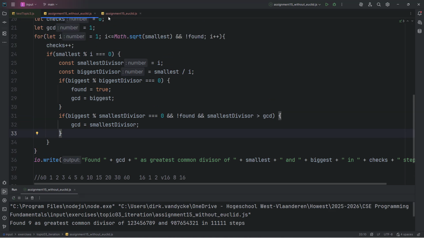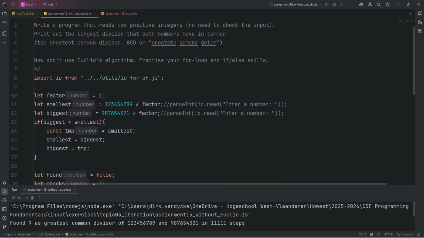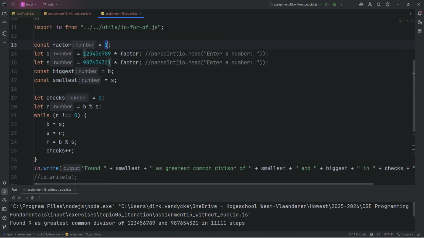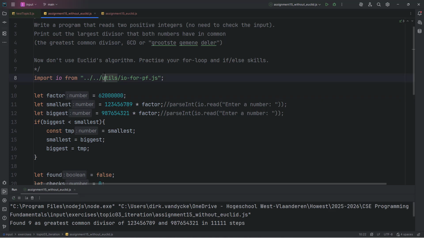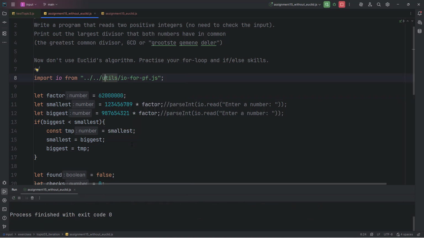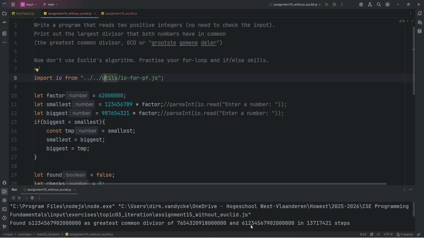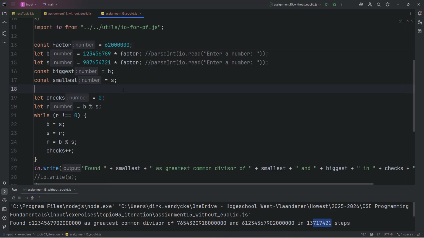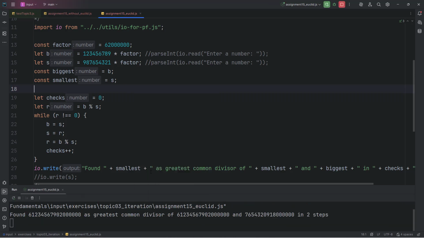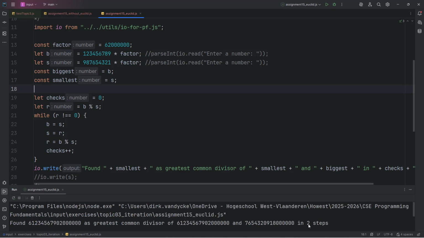Okay, what if we take the big number? So let's do 62 million. I have to do it here as well. 62 million. We will see that this kind of blows out of scale because I have a lot more steps than 11,000. I have now 3 digits 30 million steps. Okay, let's see what happens with Euclid in this big number case. And surprisingly, it's just 2 steps.